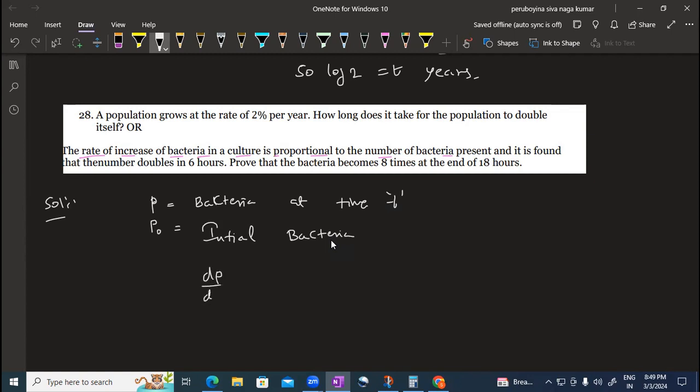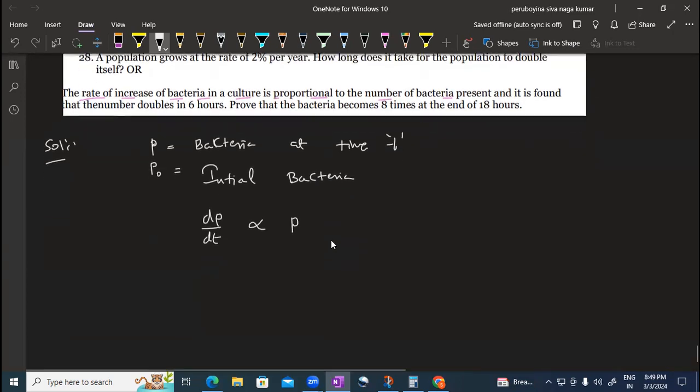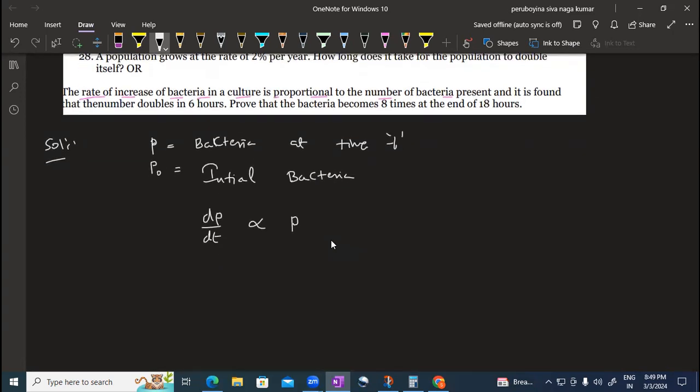He said the rate of increase of bacteria. Rate of increase means dP by dt. In a culture, proportional means proportional to the number of bacteria present. Proportional to the number of bacteria present means P. And it is found that it doubles in 6 hours. Okay, that is the clue to solving the question.